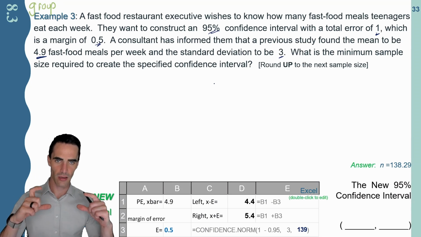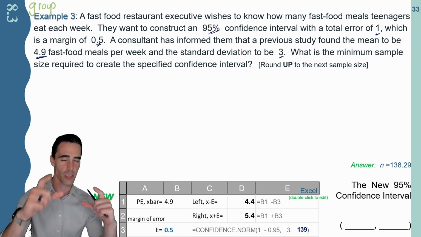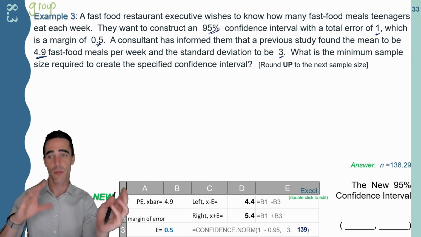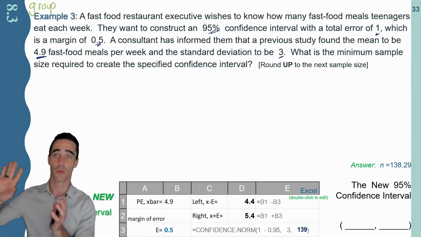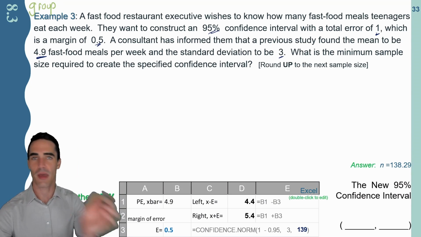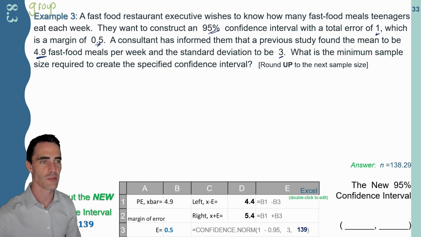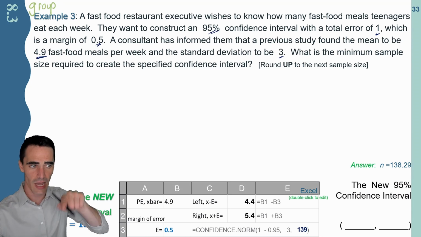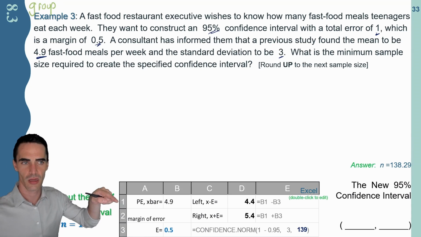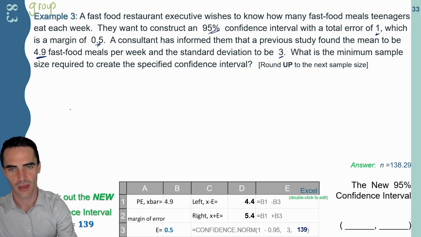What is the minimum sample size required to create the specified confidence interval? They want a confidence interval that is pretty narrow, margin of error of 0.5. And from the past, they know what an average was. Maybe it was from all the way back from 1990. It's way back in the day. And so we want to get a good estimate, a good idea. So in order to build that confidence interval, I first should commission how many people do I need to talk to? And so let's do it.